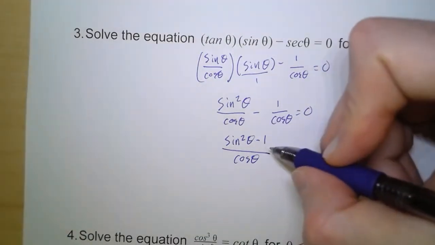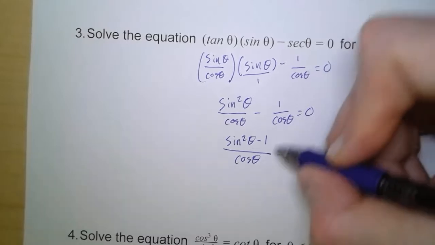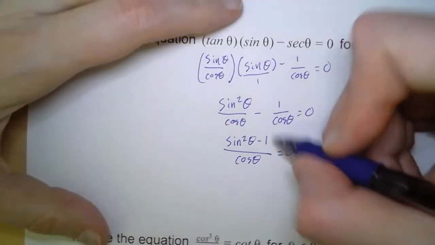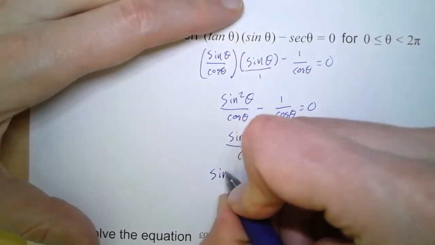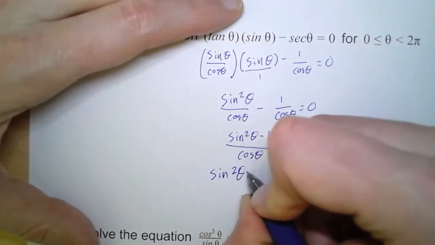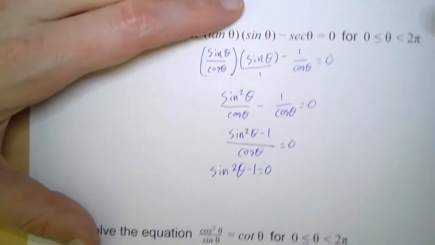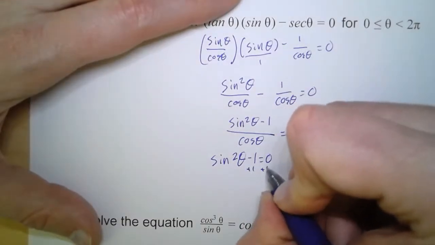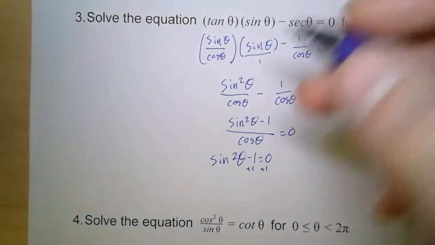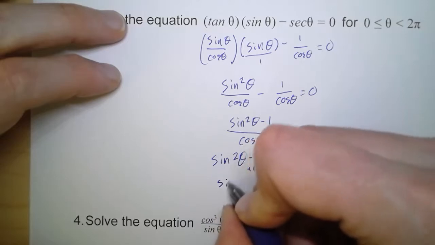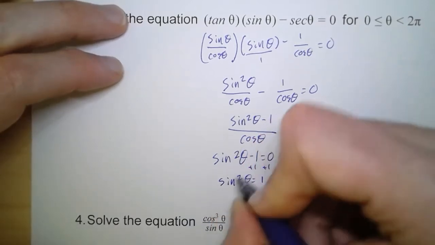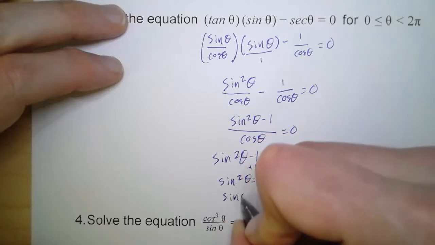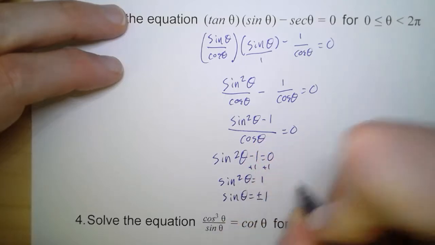Now if we have two quantities that we're dividing and that equals 0, what that means is that the top quantity has to equal 0. So sine squared of theta minus 1 equals 0. So we add 1, and that means we have sine squared of theta equals 1. So when we take the square root, that means sine of theta equals plus or minus 1.